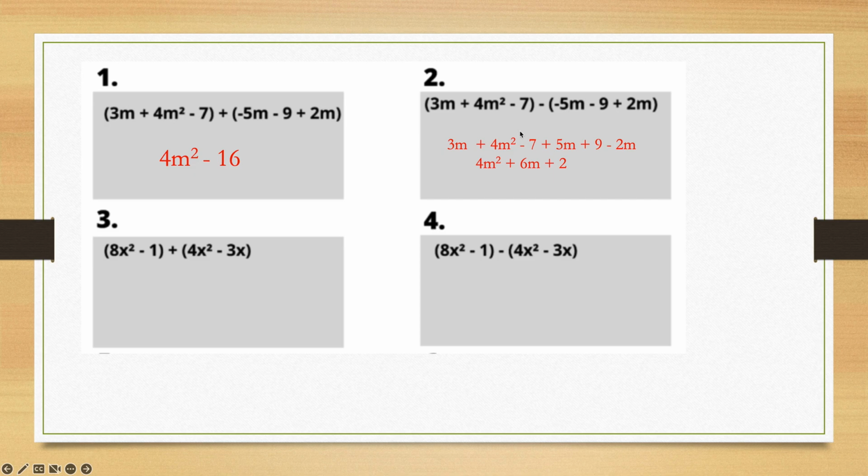Now because the 3m plus 4m squared minus 7 is before the negate, the negate doesn't apply to it. The negate only applies to what follows it. So the negative 5m becomes plus 5m, the negative 9 becomes plus 9, and the 2m becomes negative 2m. And now, as before, I combine like terms. 4m squared plus 8m minus 2m is 6m, and negative 7 and positive 9 makes positive 2. Note, same numbers to start with, addition and subtraction give very different answers.